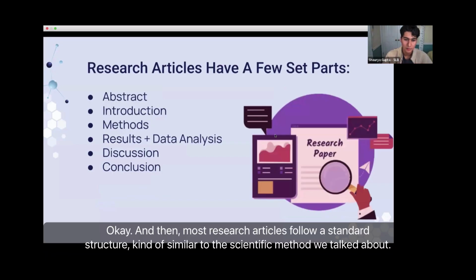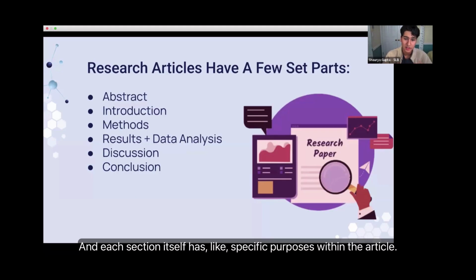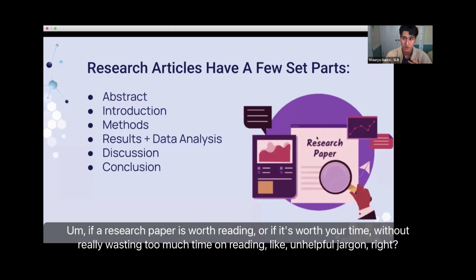Okay. And then most research articles follow a standard structure, similar to the scientific method we talked about. So once you learn it, scientific papers become much, much easier to read. And each section has specific purposes within the article. So understanding what each of these sections is about can really help with reading through a lot of research quickly, right? Because you're able to identify if a research paper is worth your time without wasting too much time on unhelpful jargon, right?